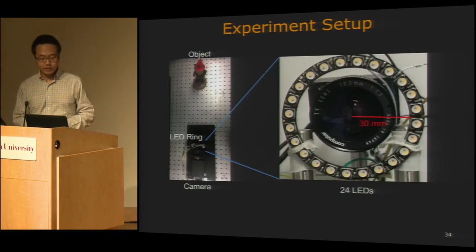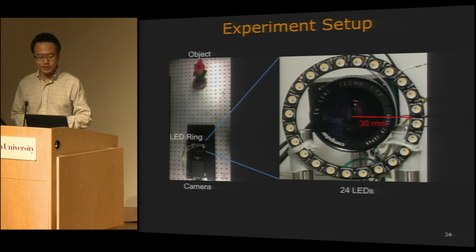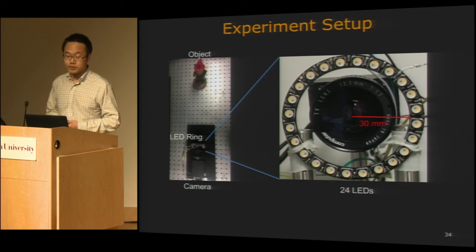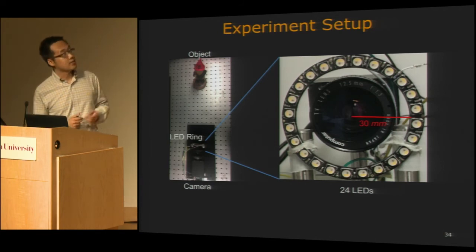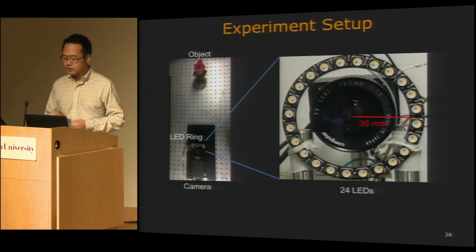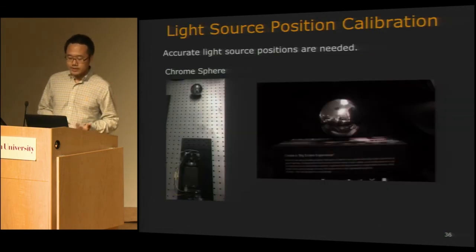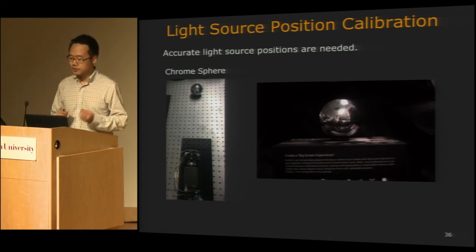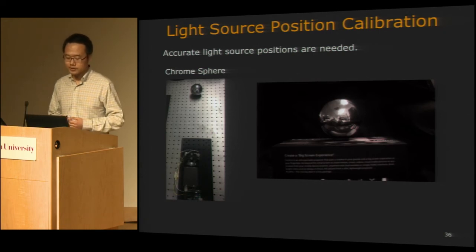In the experiment, we use an LED ring placed in front of the camera as the light source. And the radius of the LED ring is 30 millimeters, similar to the dimension used in a lot of commercial surveillance cameras. And there are 24 LEDs mounted on this LED ring, which can be controlled individually using our Arduino board. As the light source baseline is very small, and we will use the differential positions of them, we need a very accurate calibration for their positions.